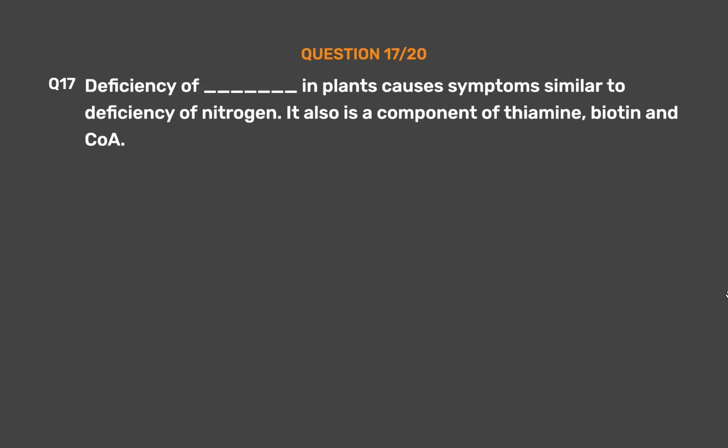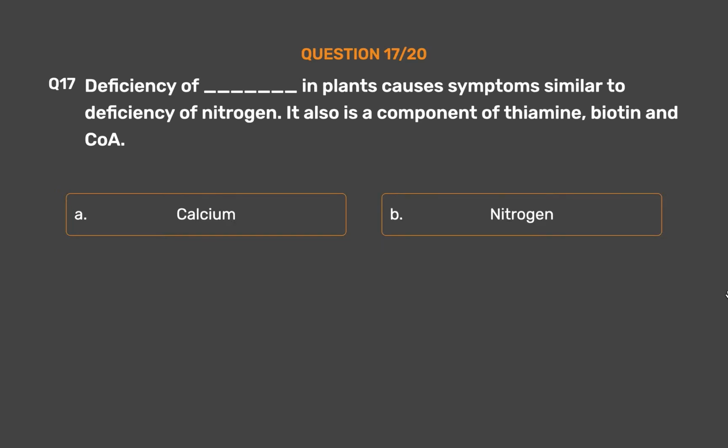Question number 17. Deficiency of underscore in plants causes symptoms similar to deficiency of nitrogen. It also is a component of thiamine, biotin and CoA. Option A. Calcium. Option B. Nitrogen. Option C. Boron. Option D. Sulfur.